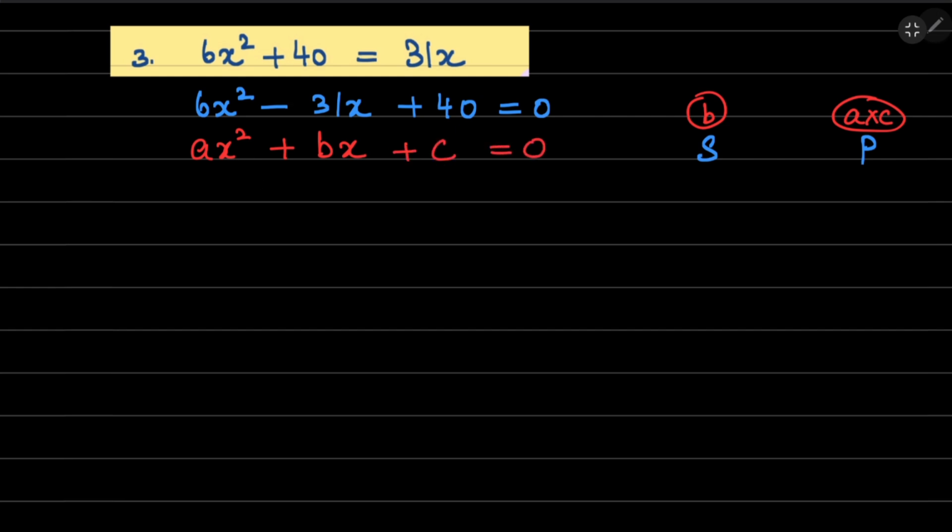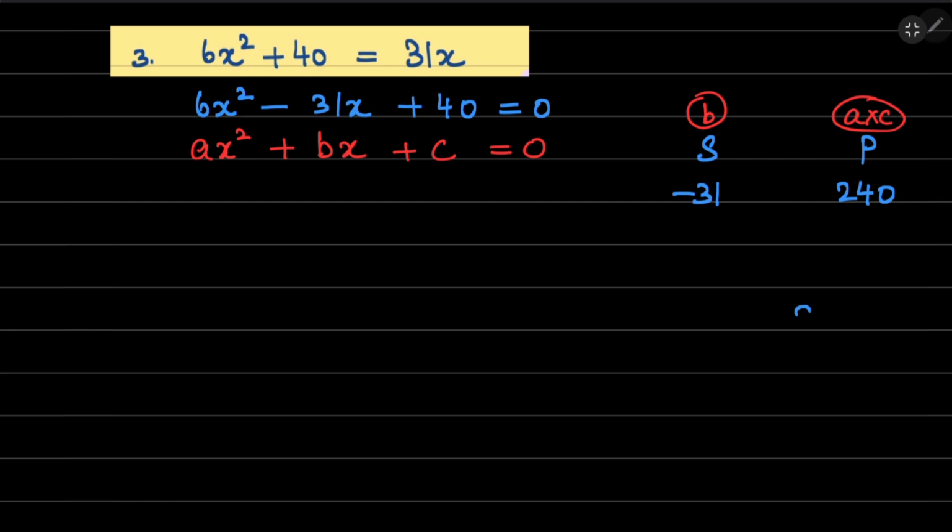And what is your B? B will be minus 31. What is the product, A into C? So 6 multiplied by 40. 6 4s are 24, so 240. Right? So let us go ahead and do this.